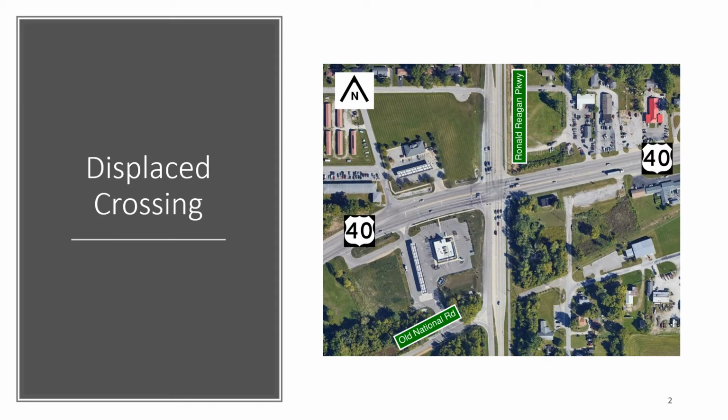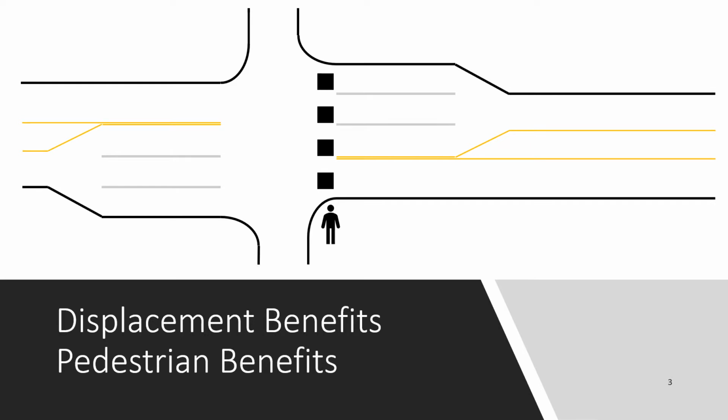Typically, pedestrian crosswalks are located at intersections in front of stopping traffic, as indicated here by the red arrows. The alternative crossing, we call in this presentation displaced crossing, shifts crosswalks to mid-block crossings. This could be along any approach of the intersection or all approaches. The displaced crossing would yield benefits to pedestrians.